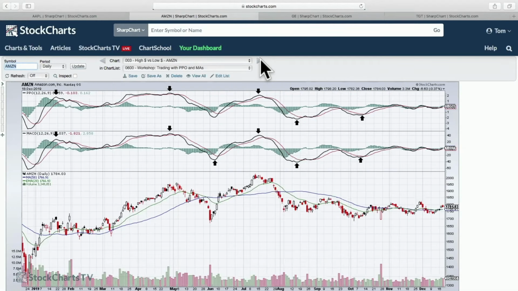I do have a couple of examples. I'll go ahead and go through these. Here's the high dollar versus a low dollar stock. So here's Amazon. Look at the PPO. PPO tops out around 2%. The bottom, we're downtrending, it bottoms about 2% over the course of the last year or so. The MACD, however, you can see goes up as high as 40 and goes down as low as minus 40 for the most part.